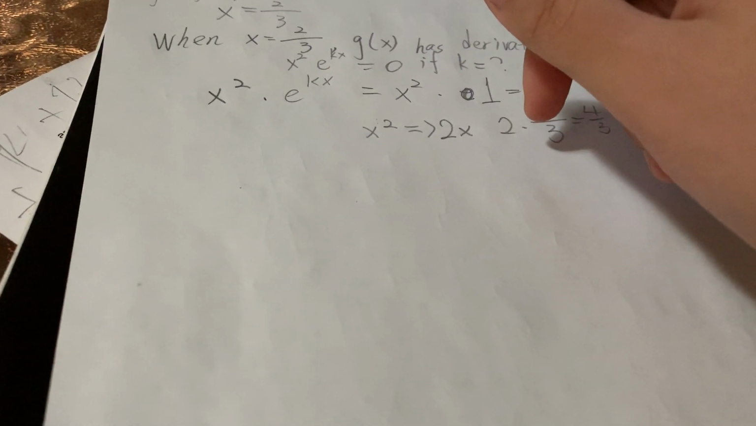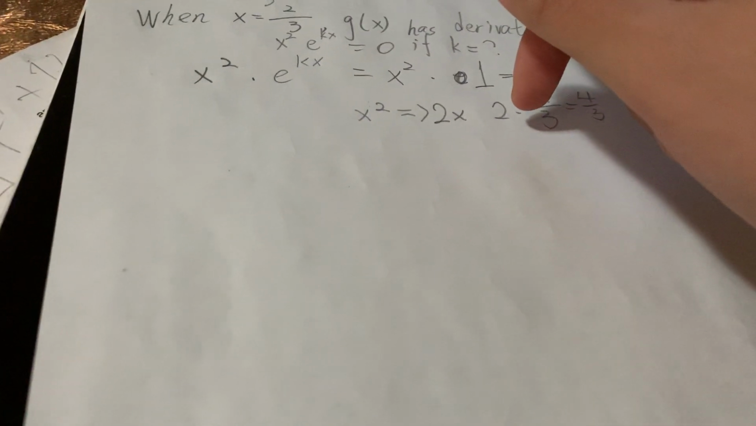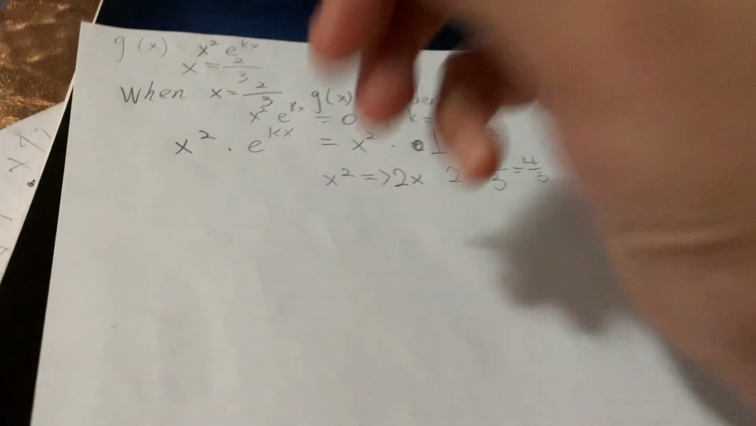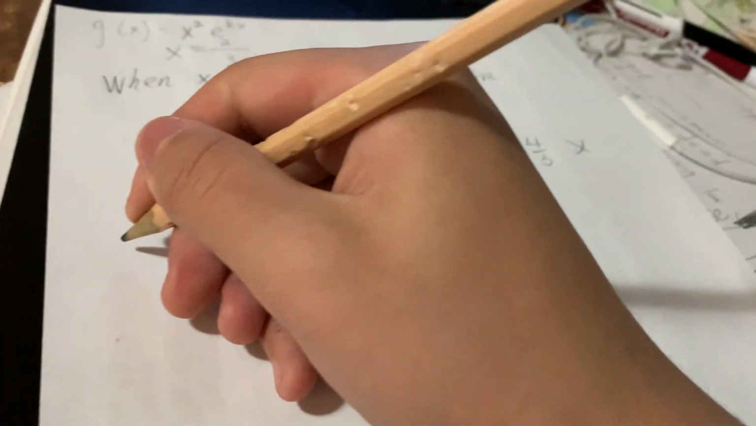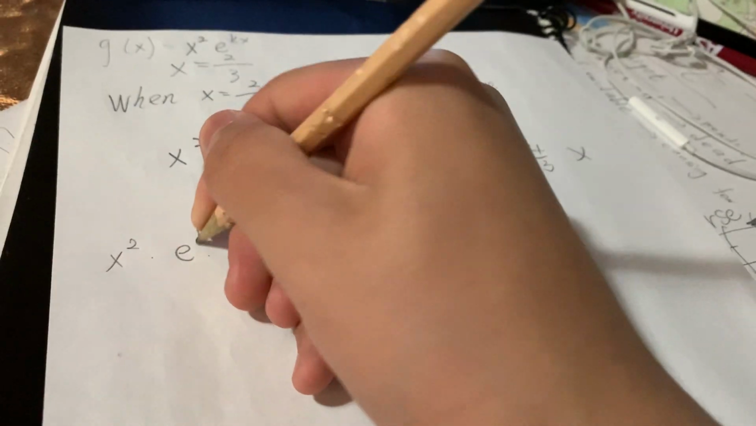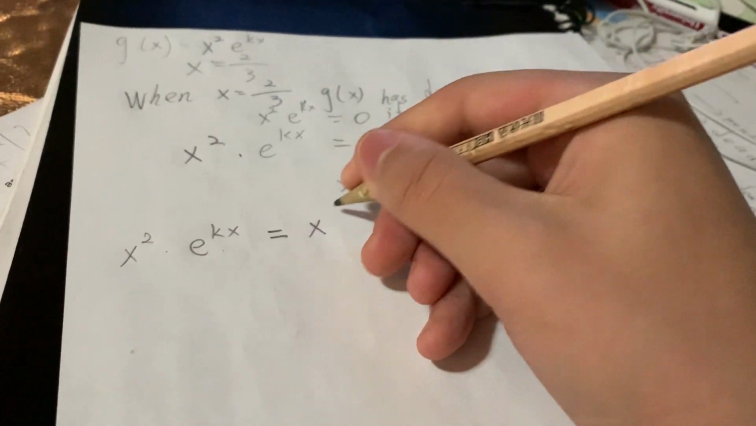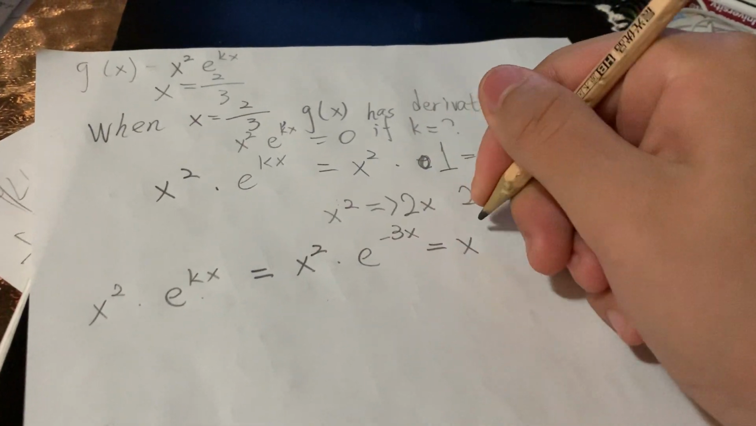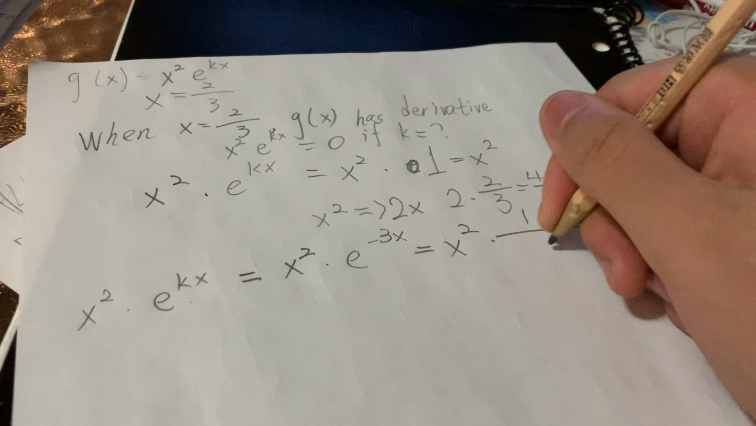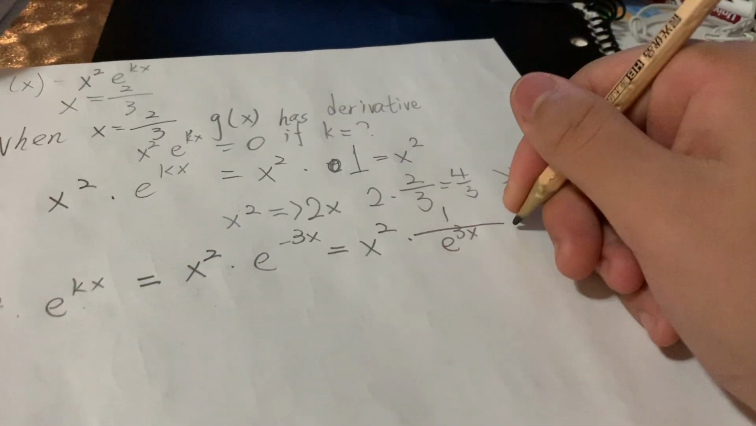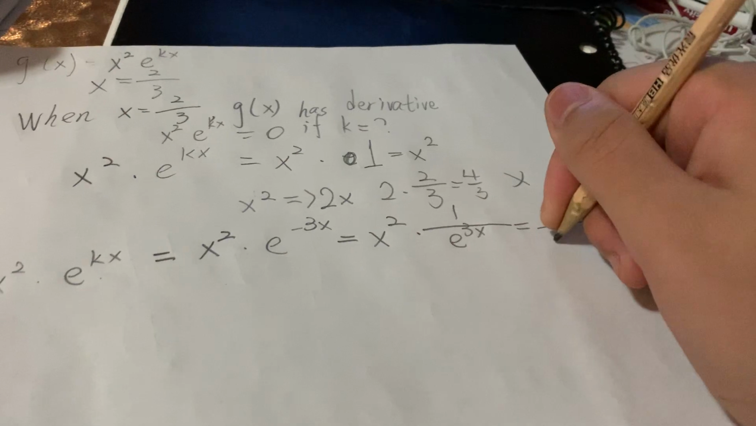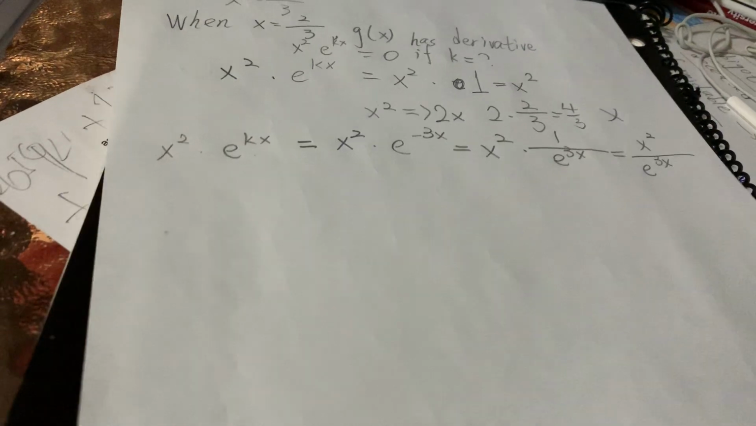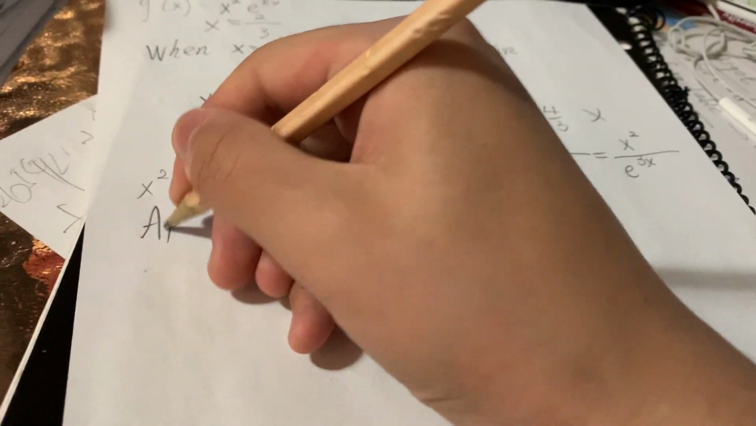And the second number we are going to try is -3. So in this case, we do x squared times e to the kx, which is equal to x squared times e to the -3x, which is equal to x squared times 1 divided by e to the power of 3x. It is equal to x squared divided by e to the power of 3x. So in this case, we are able to apply the quotient rule here.